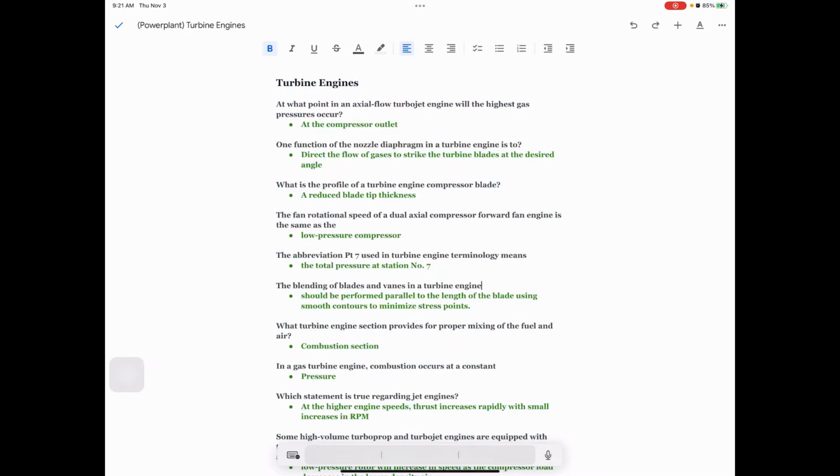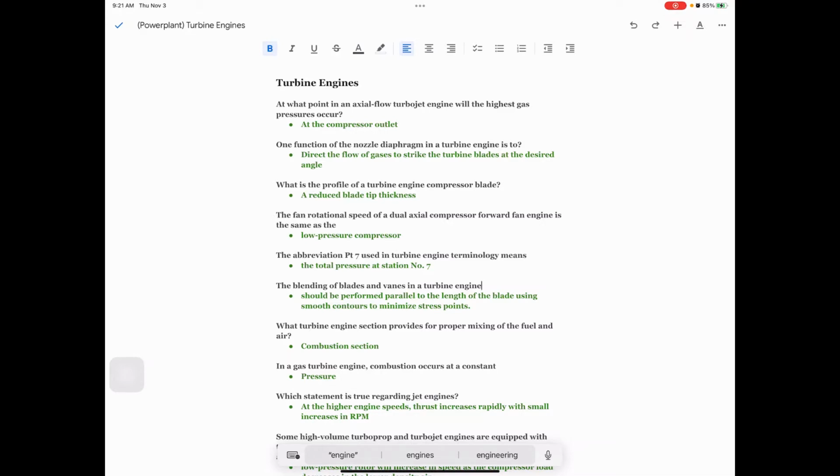Turbine engines. At what point in an axial flow turbojet engine will the highest gas pressures occur? At the compressor outlet. One function of the nozzle diaphragm in a turbine engine is to direct the flow of gases to strike the turbine blades at the desired angle.